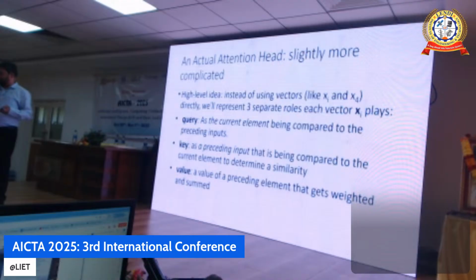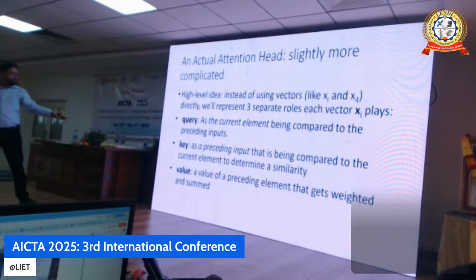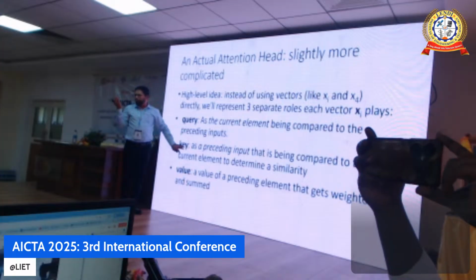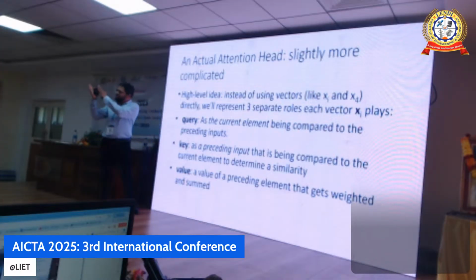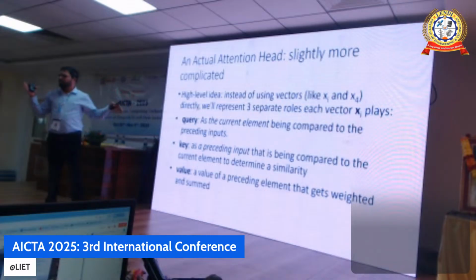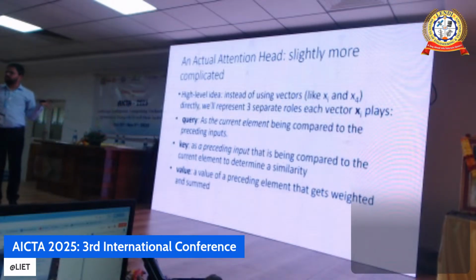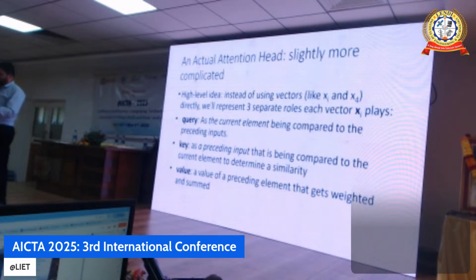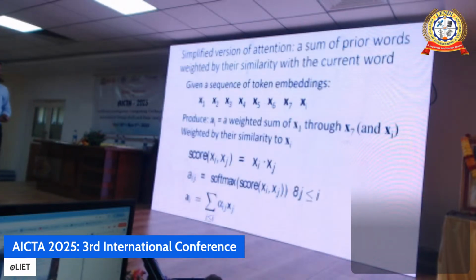Whatever the last word that is given, how it is relevant to all the words, it is your query. Then all the remaining words, those are the keys. So you are considering it with each and every word previously in that sequence. Then based on the relevance, if it is less relevant, you will get a small value. If it is more relevant, you will get a higher value. That is your value. Okay?